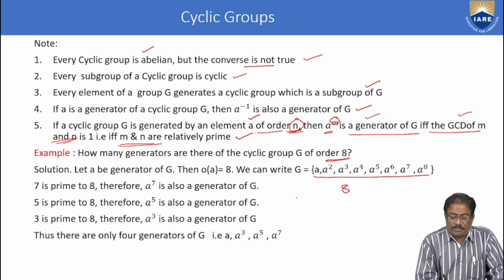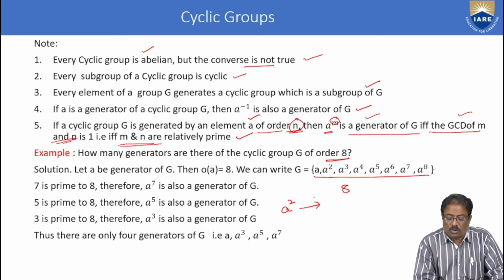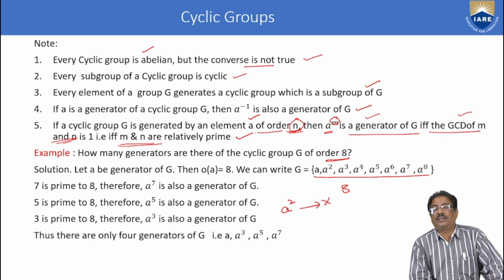If I am taking A power 2, is it the generator or not? A power 2 is not a generator because for 2 and 8, the GCD is equal to 2, which is not equal to 1. They are not relatively prime, so it is not a generator.